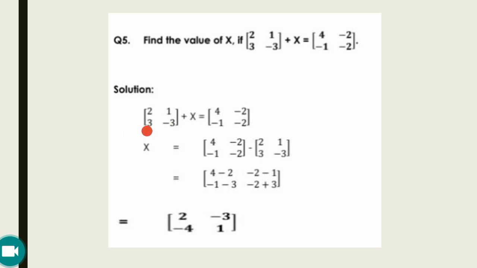When we shift this matrix to the other side, it will be negative. So 4 minus 2, -1 minus 1, -2 minus 3, and -2 minus -3, where minus minus becomes plus 3. We subtracted the corresponding entries. The final answer is: 4 minus 2 is 2, -2 minus 3 is -5... -1 minus 3 is -4, and -2 plus 3 is 1. This is the answer. X is equal to the matrix 2, -4, -3 and 1.